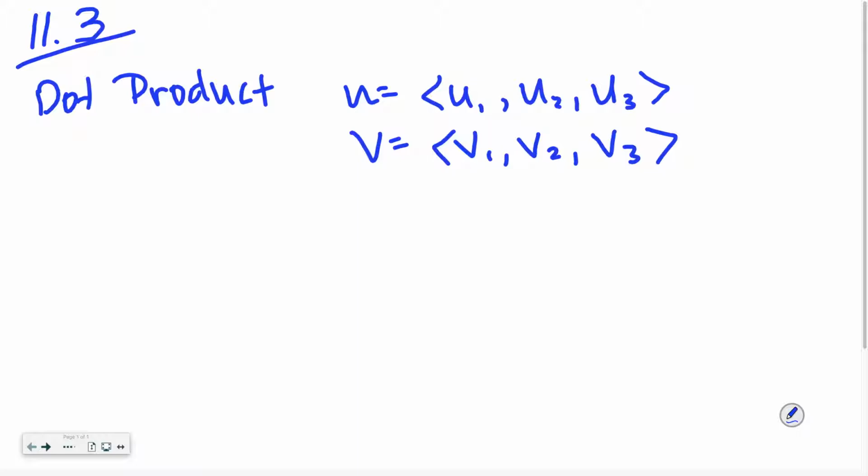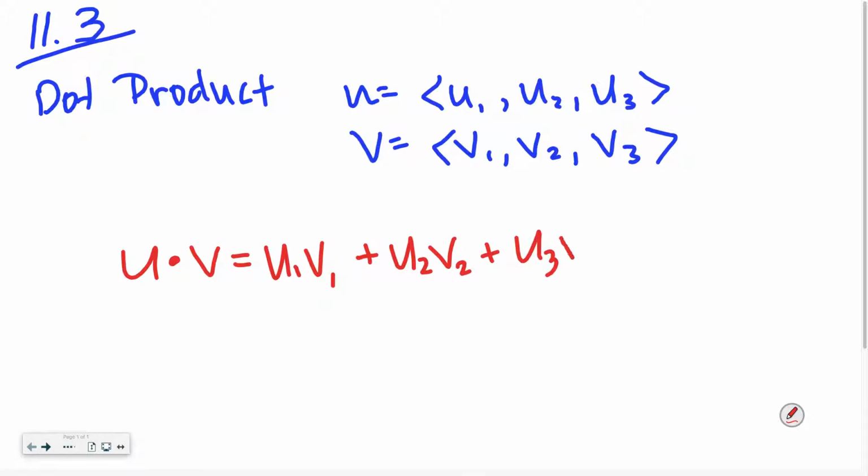Okay, so if these are your 2 vectors, do you remember how we take the dot product? And so then we're just going to add U3 times V3. So we multiply the pairs of components and then add the products.